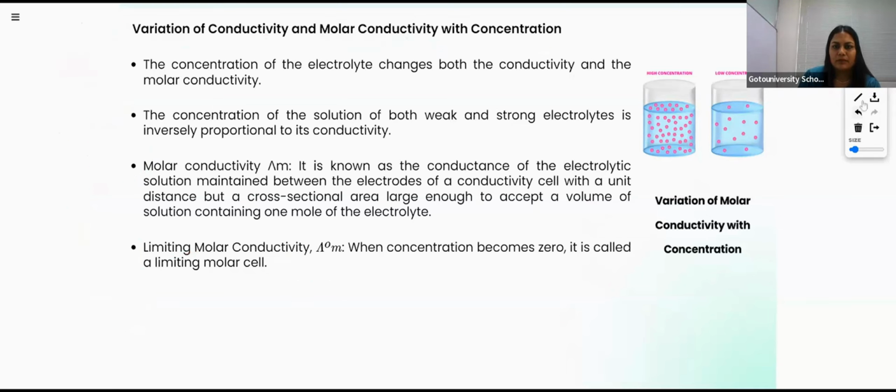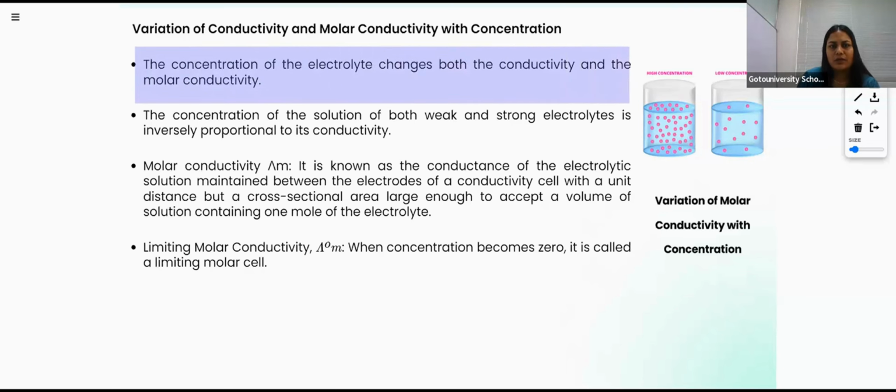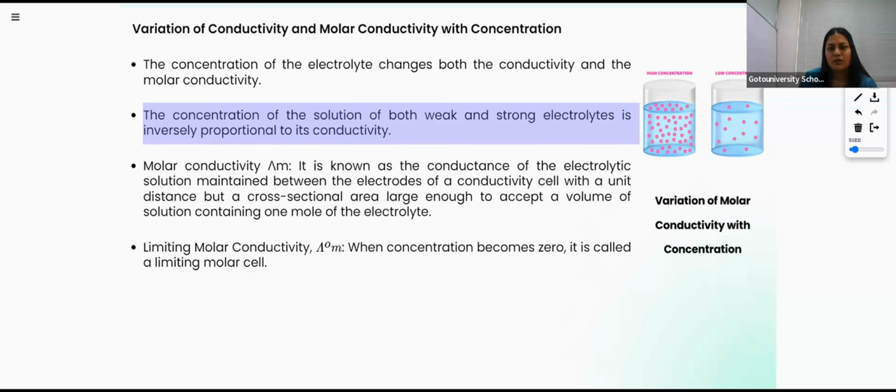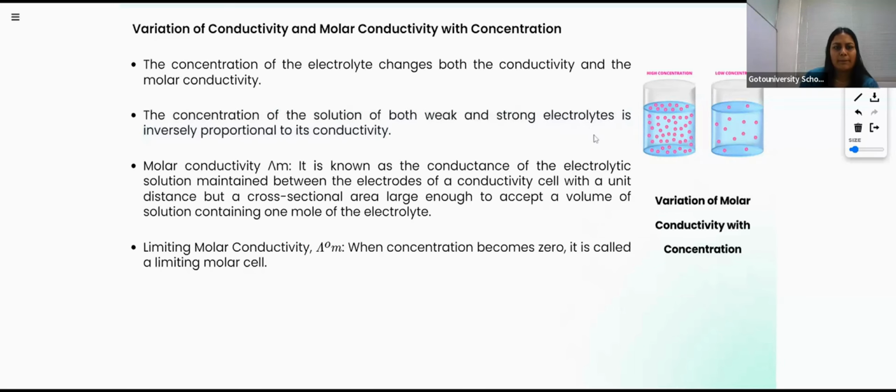So how molar conductivity and conductivity vary with concentration, I think it is clear to you already. The concentration of the electrolyte changes both the conductivity and molar conductivity, right? As we have discussed, there are two types of electrolytes, strong and weak. The concentration of solution for both strong and weak electrolytes is inversely proportional to conductivity, right? If we use a weak electrolyte, the conductivity will be low. For strong, the conductivity will be high.